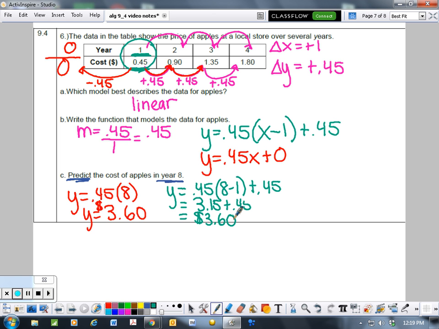So what's nice is this was an easier equation to write, but a little bit more work to figure out the answer. This was a little bit more work to write the equation, but easier to calculate. So just an idea.